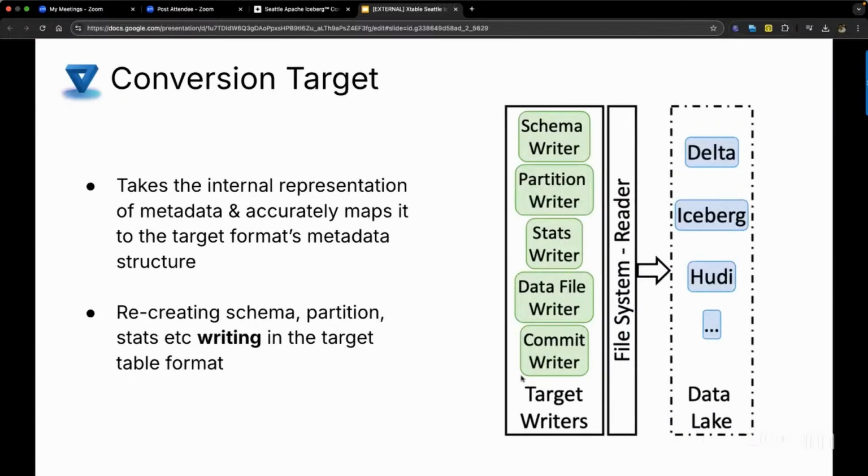The conversion target is just a mirror of the source, but instead of reading, now you're writing to your target format. So essentially, you also go and implement this interface and then, similar to what I mentioned before, write out how that table format represents its schema, partitions, stats, etc.